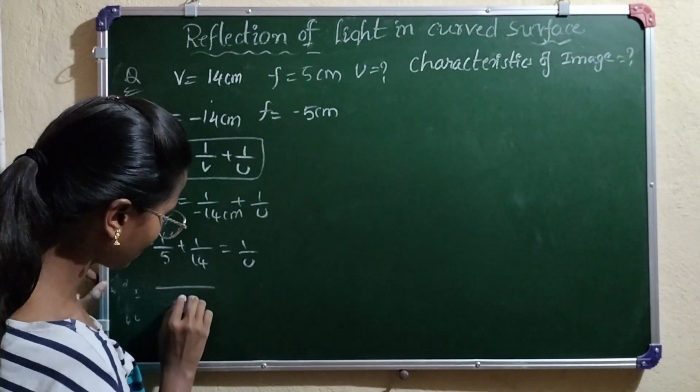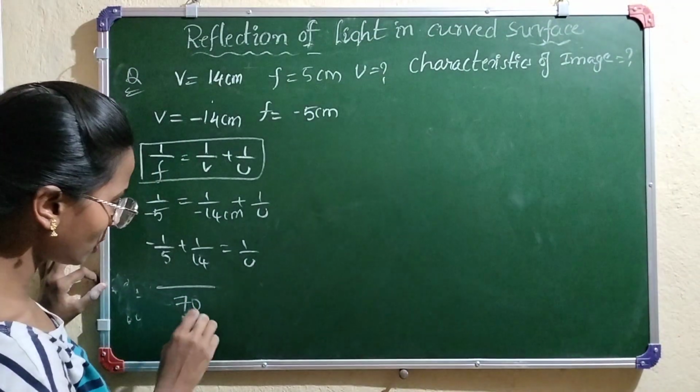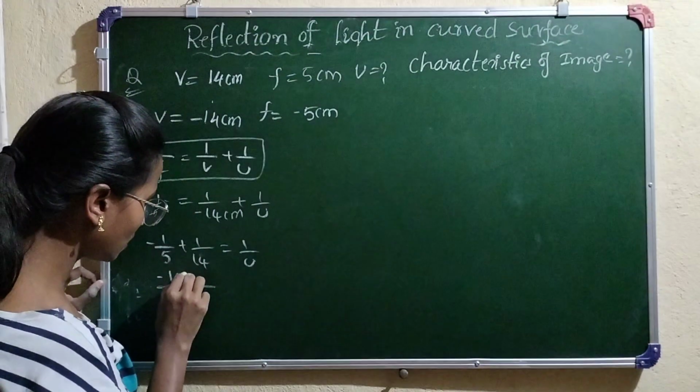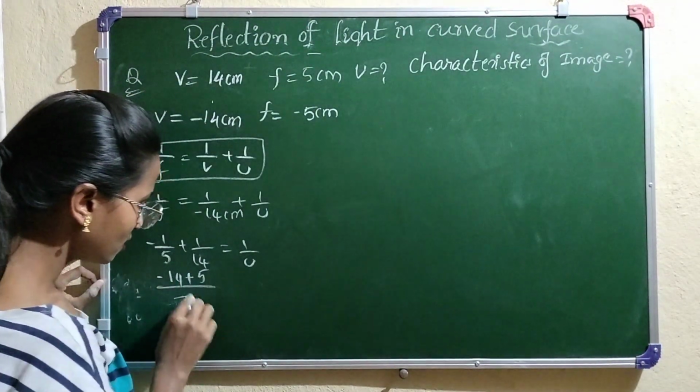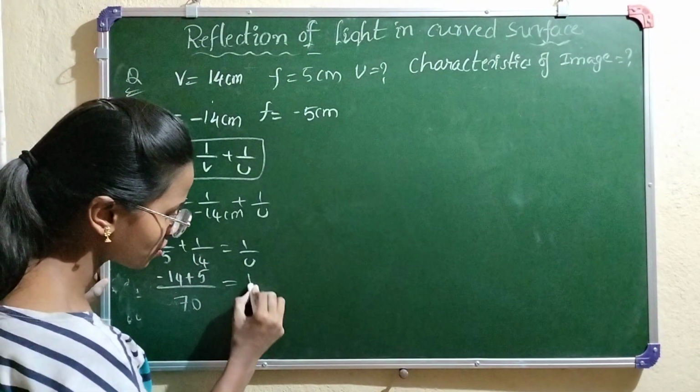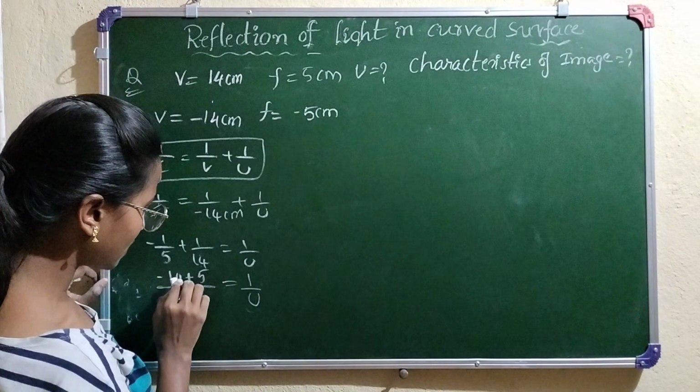Sorry, 70. The LCM is 70. Okay, so now 70 is the LCM. So now 5 minus 14 plus 5. So 5 times 14 is 70, and 14 times 5 is 70. Finish. Now, minus 14 plus 5.